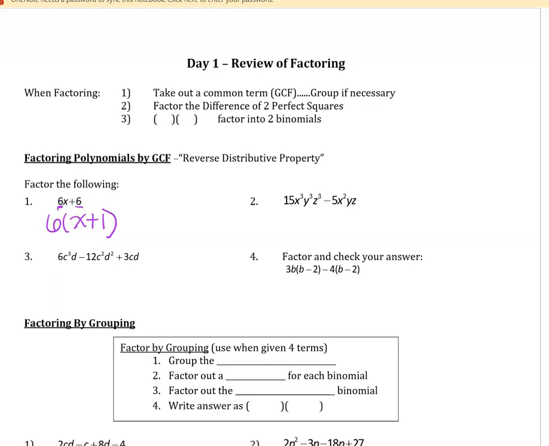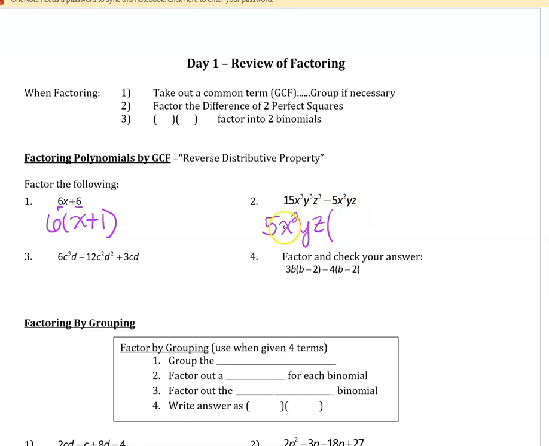Okay, moving on to the next one. Between the 15 and the 5, I would factor out a 5, because each of those I can divide out. Now when it comes to variables, you actually take the lowest power. So you can take an x squared out of an x cubed, but you can't take an x cubed out of an x squared. Likewise, I'm going to take a y out and a z out.